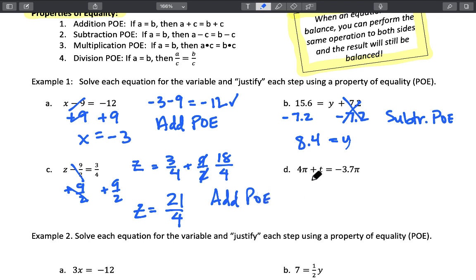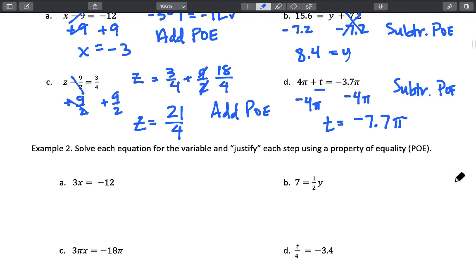In letter D, we have 4 pi plus t is equal to negative 3.7 pi. Pi is just a number. In this case, we're going to kind of just treat it like a variable. All right, so we're going to solve for t by subtracting 4 pi to the other side. Because negative 3.7 also has a pi, we can combine these by just adding those coefficients together. So t is equal to negative 7.7 pi. And the reason why we could do that, again, is the subtraction property of equality.